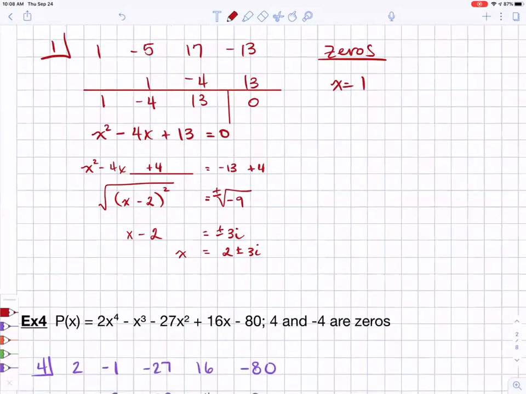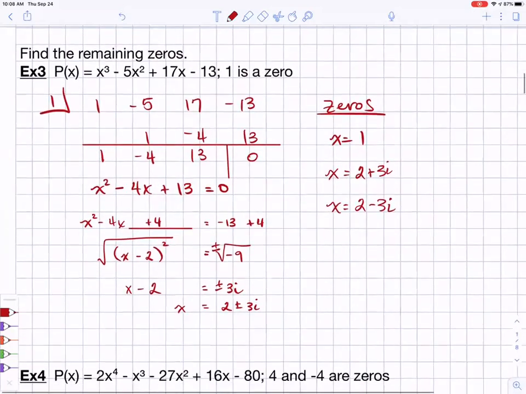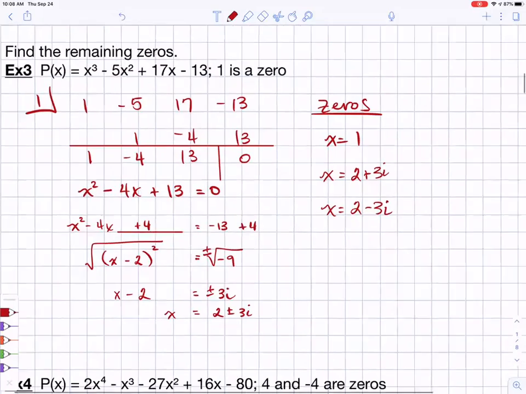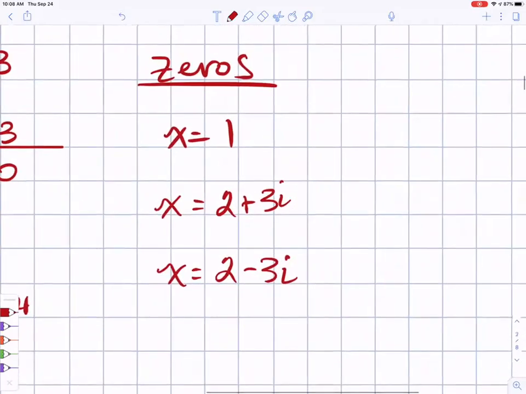So then I now have my second 0 is x equals 2 plus 3i. My third 0 is x equals 2 minus 3i. How many zeros did we expect from the very beginning? 3. Oh, good, we got them. Now, here's something else that's interesting. 2 of my zeros are what? What's the word? Okay, so they are conjugates, very good.